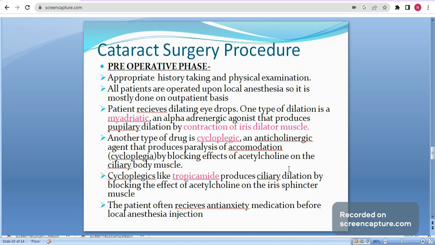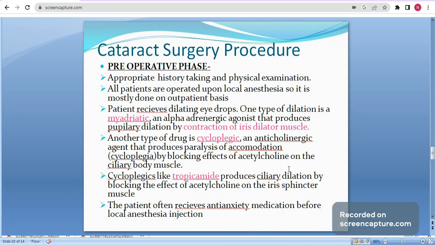Okay, so the cataract surgery procedure could be divided into three parts: pre, intra, and post operative phase. In the preoperative phase, what are the things to be done? First is appropriate history taking and physical examination of the patient, very important. All the patients are operated upon under local anesthesia, so it is mostly done on an outpatient basis, right?